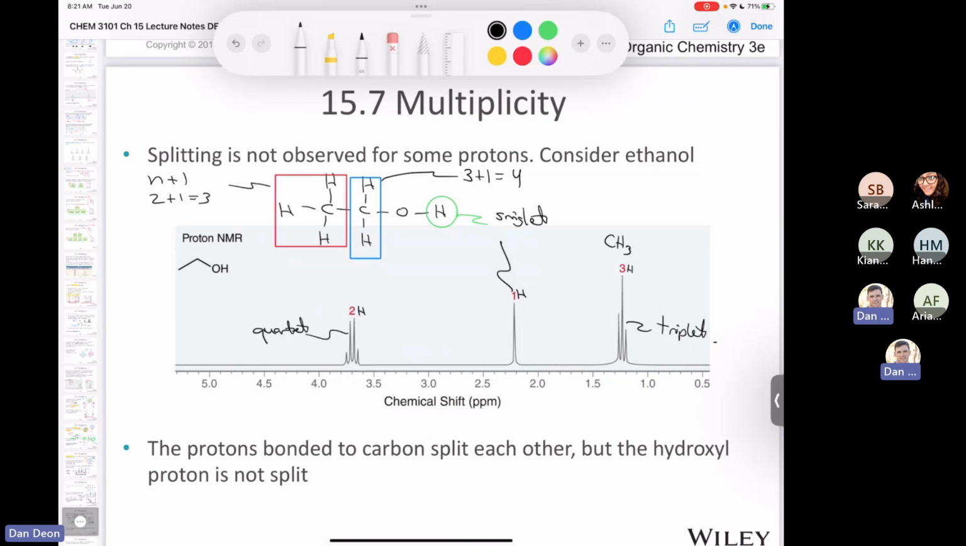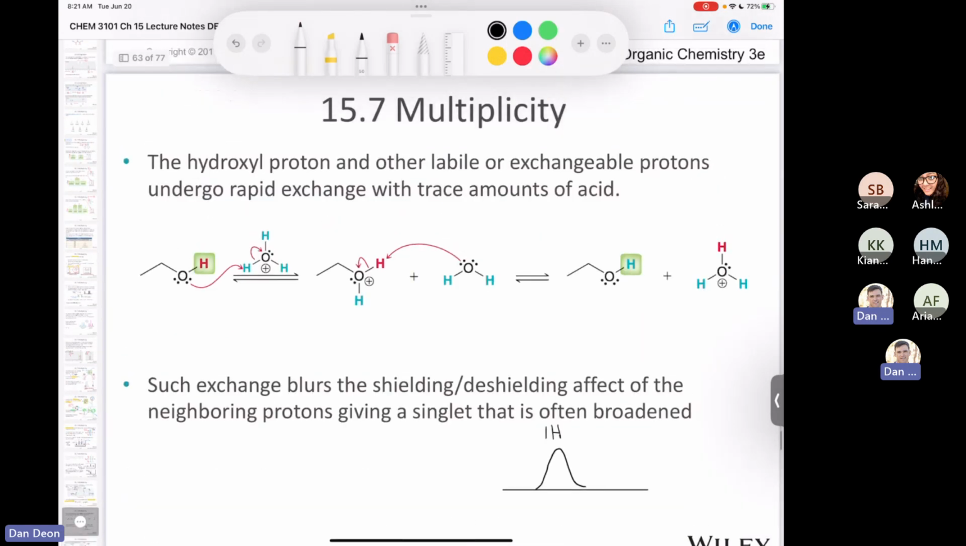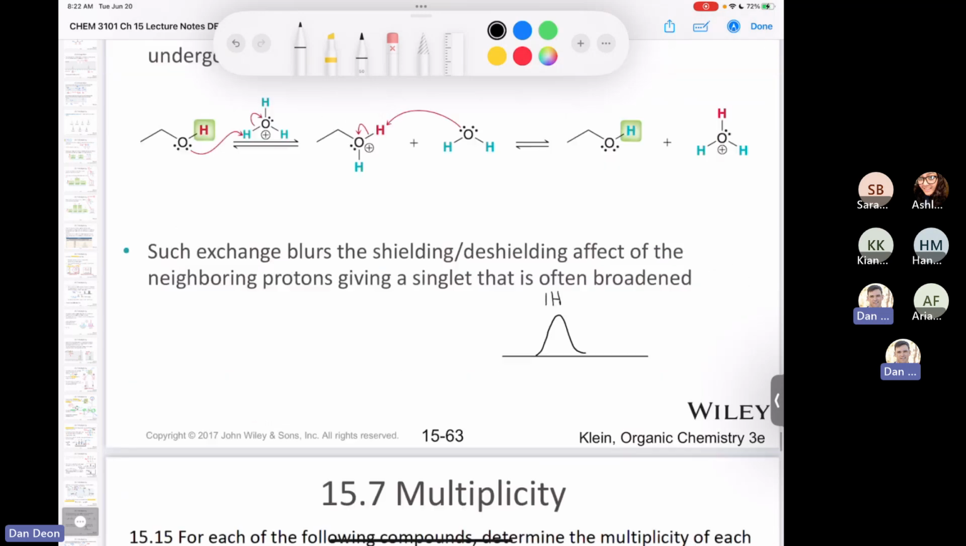So it says the protons bonded to carbons split each other, but the protons that are bonded to a hydroxyl, so those are not split. So if you have an OH group, okay, if you have ROH, this hydrogen is not going to be split. So we'll write here, not split, okay? The hydrogen on an alcohol, and we covered the reason why. It's because they undergo rapid exchange. So again, it's kind of like trying to take a picture and you don't see the effect of the shielding and the de-shielding. So we usually get a broad singlet if we have a hydroxyl proton.